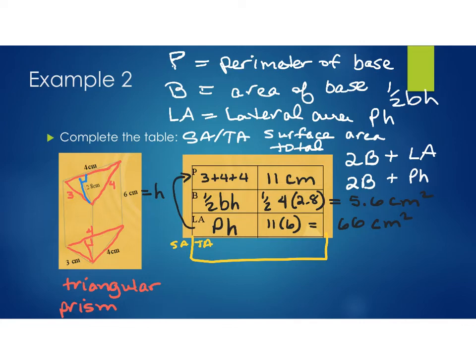And for total area, we're going to do 2 times the base area plus the lateral area. So we calculated the B in the second row there, and that was 2 times 5.6 plus the lateral area, which was in the row right above, which was 66. And 2 times 5.6 is 11.2 plus 66, giving me a total area of 77.2 centimeters squared. And that would go in that box.